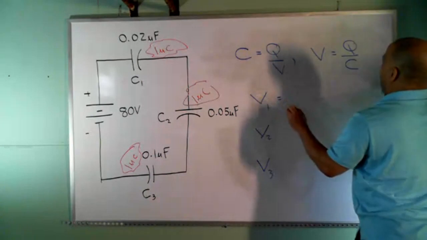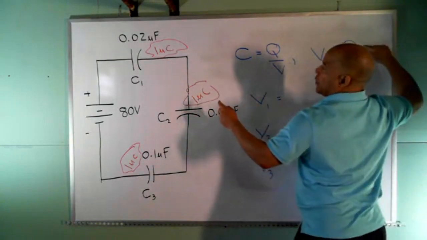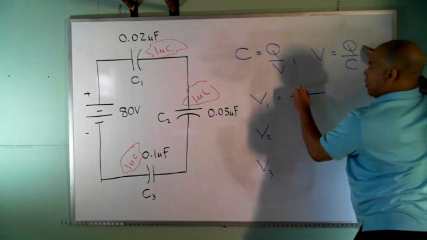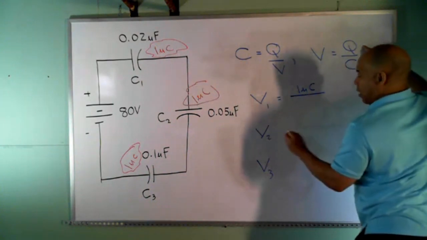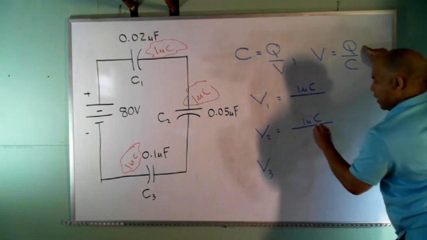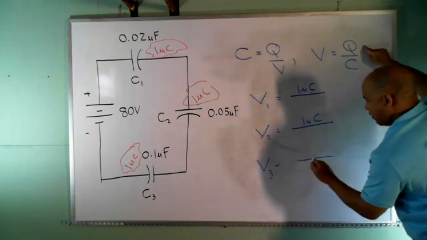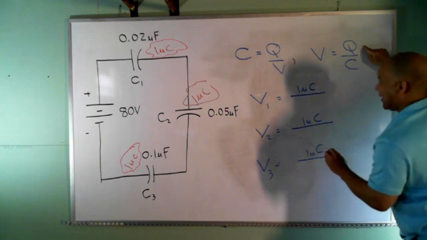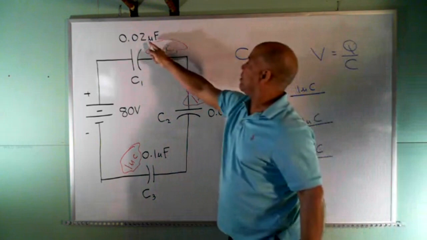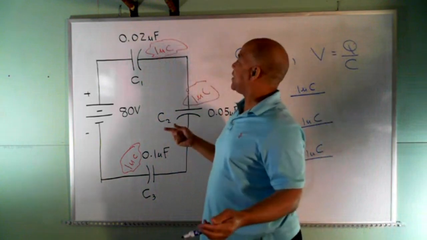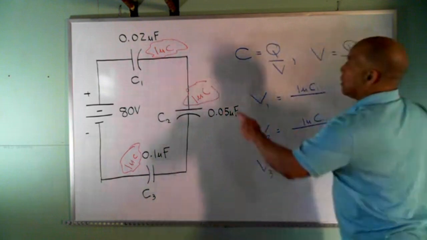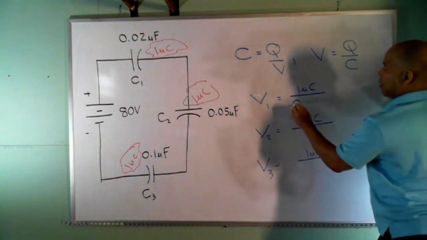So I got Q. Now the charge is the same everywhere. So I might as well go ahead and put that in as 1 microcoulomb for all of these, because this is going to be the same for all of these. 1 microcoulomb, 1 microcoulomb. Now this is kind of nice because C for each of these is in microfarads, and that works out nice because then we just cancel out the micros. We don't have to worry about moving the decimal at all.